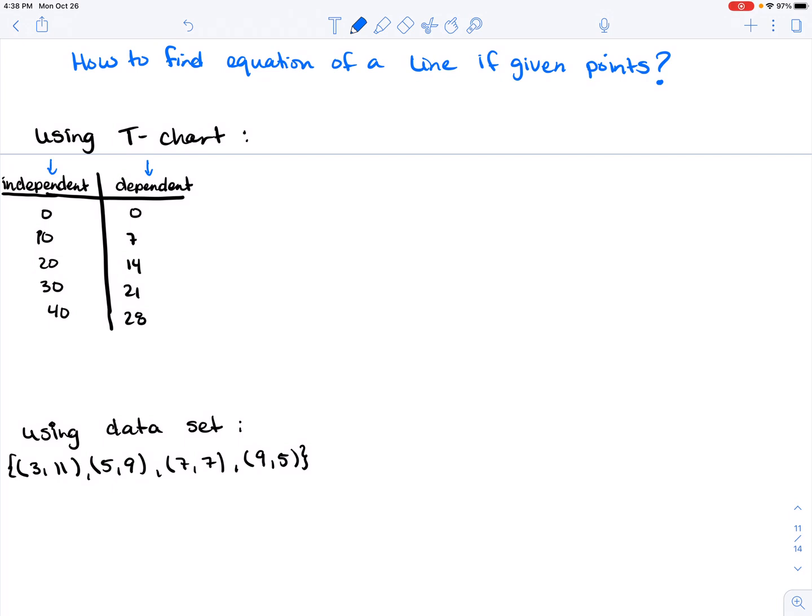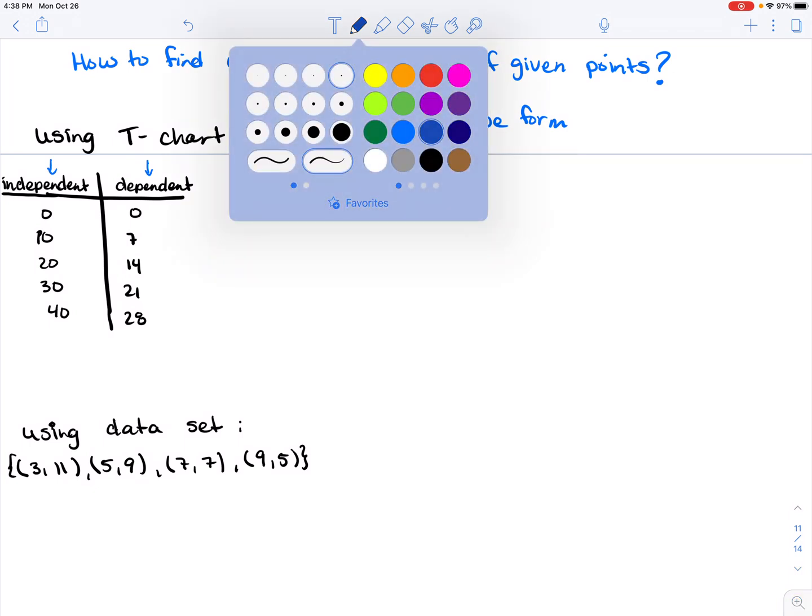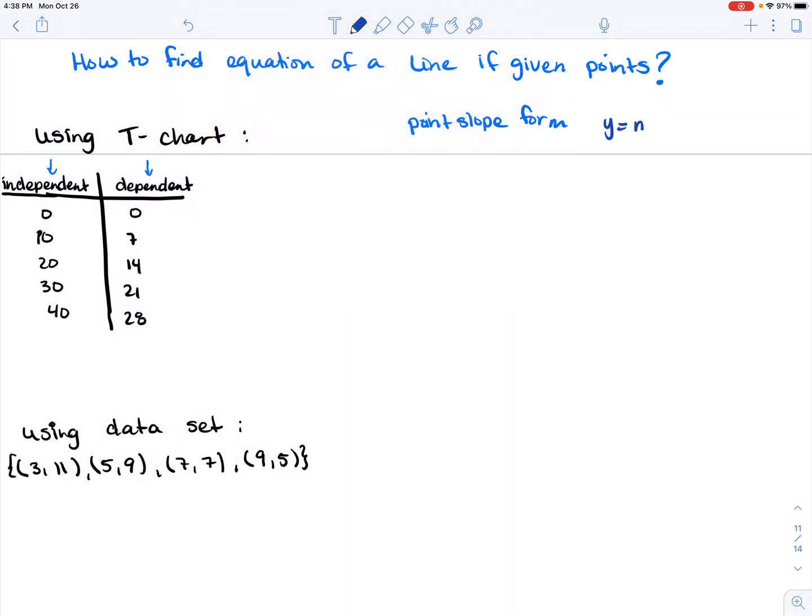Well, the first thing to note is we're going to be using what's called point slope form. And the general form for this in an equation is y equals mx plus b. Something in here should look familiar. You see a y, you see an x, but you also see an m. So how do we get from this to this?